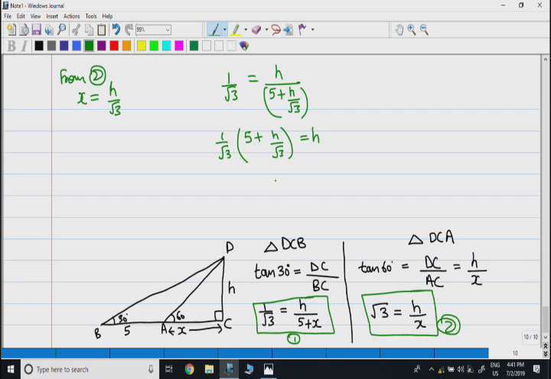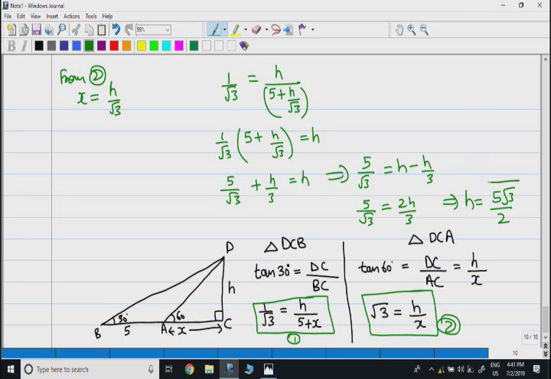So this will become 5 by root 3 plus 1 upon root 3 into h upon root 3, that will be h by 3, is equal to h. Take this h by 3 on the right hand side, h minus h by 3 is equal to 2h by 3. So 5 by root 3 is equal to 2h by 3. So from here we can say h is equal to 5 root 3 upon 2.